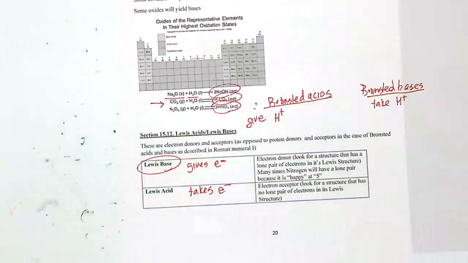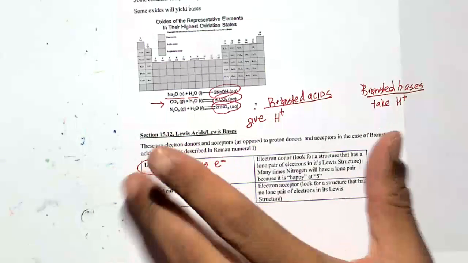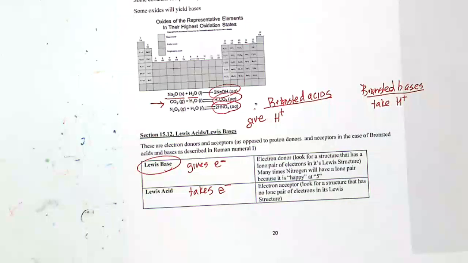So here are all our studies, and all our problems were on Brunsted acids and bases. You'll see Lewis acids and bases when we talk about things in terms of electron pairs, giving or taking electron pairs. You'll see that in organic chemistry, definitely.